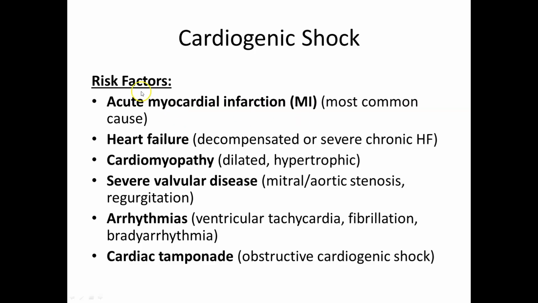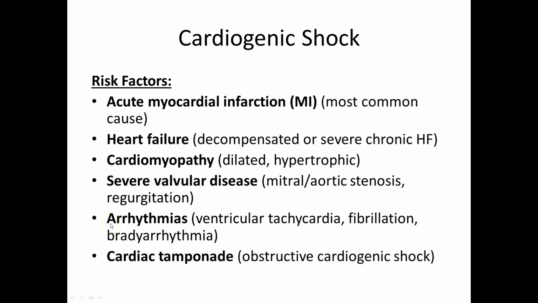So we've talked about the risk factors: acute MIs, heart failures, cardiomyopathies, valvular disease, and again, specifically, it's probably going to relate more to the left side, so the mitral valve. You can have some sort of aortic stenosis. You can have issues with regurgitation. Again, we'll cover those more extensively in valvular heart disease.